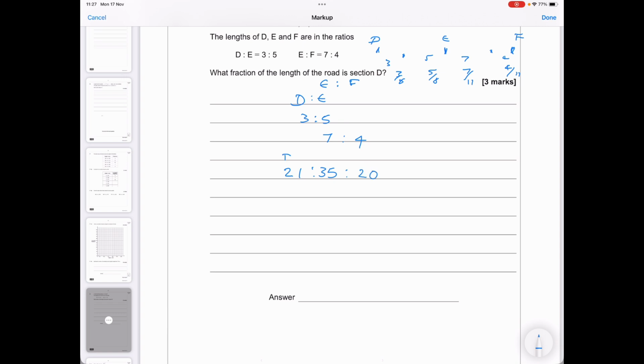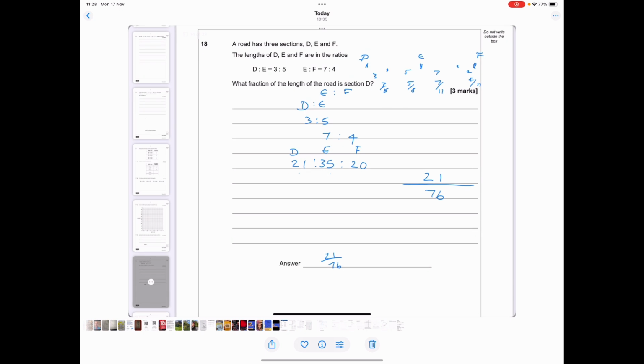Now that gives us D to E to F, which means the fraction of the length of the road is section D. So that would mean we add all the bits up. So 21 plus 35 is 56, plus 20 is 76, is all the bits of the road, and then 21 over 76, and that is, I think, as much as I can do with that, because I don't think they have anything in common, but I might be wrong.